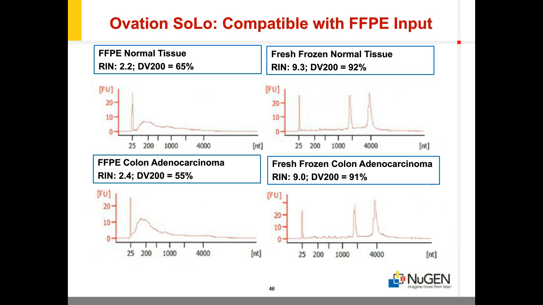Shown here are the Agilent Bioanalyzer RNA traces of the input material. As you can see, the fresh frozen RNA was of high quality with RIN scores above 9 and DV200 scores above 90%. Conversely, the FFPE preserved RNA was degraded with RIN scores below 2.5 and DV200 scores of 55% to 65%.